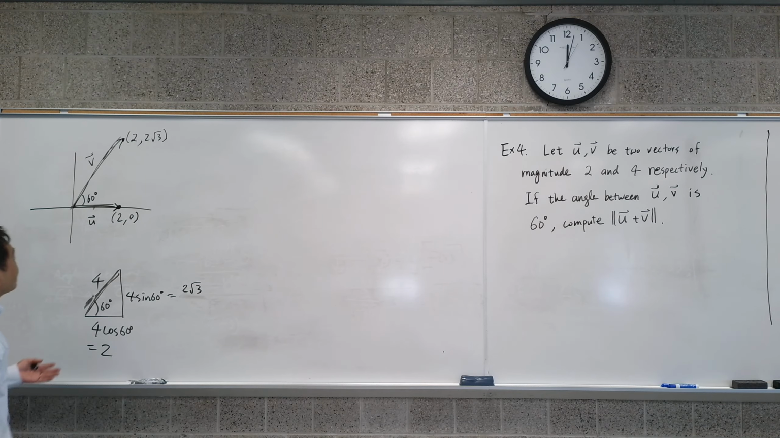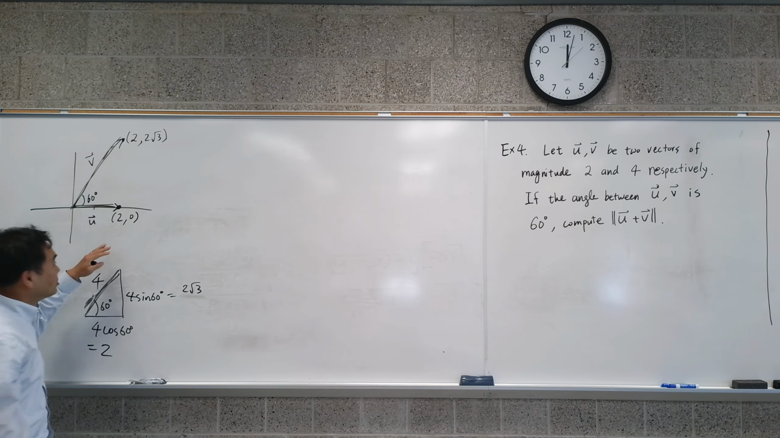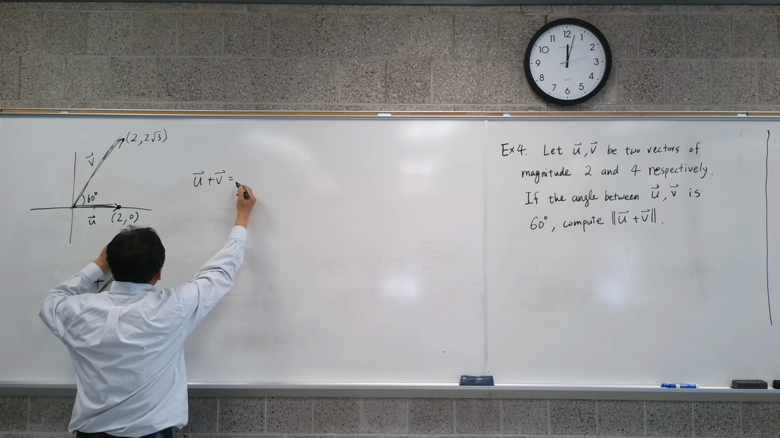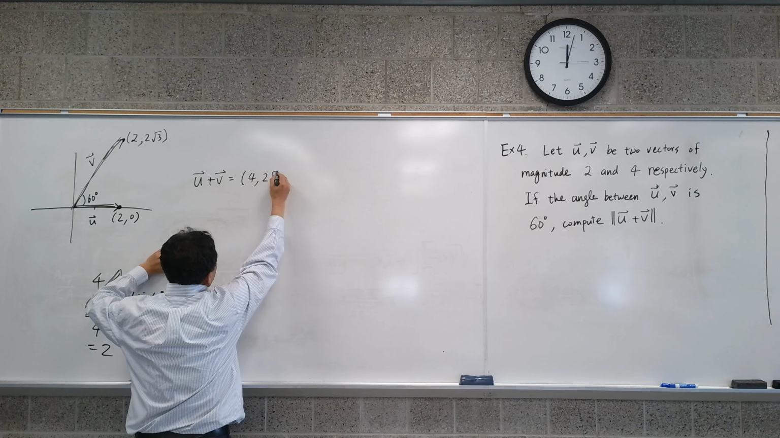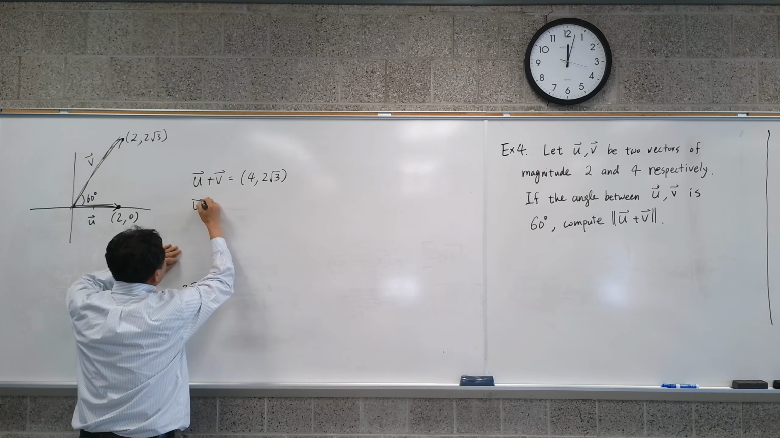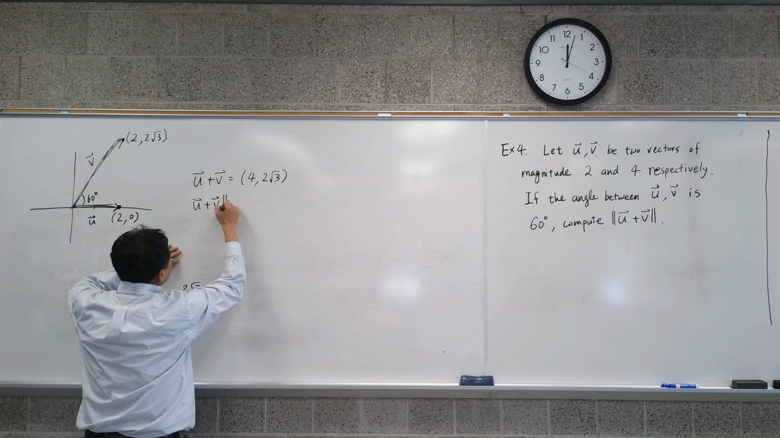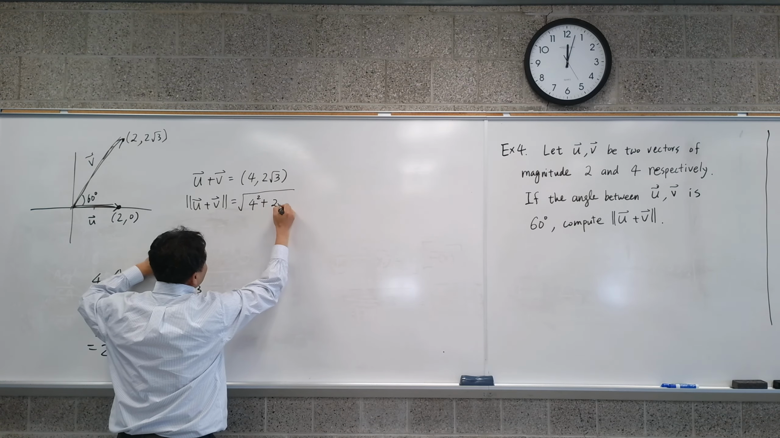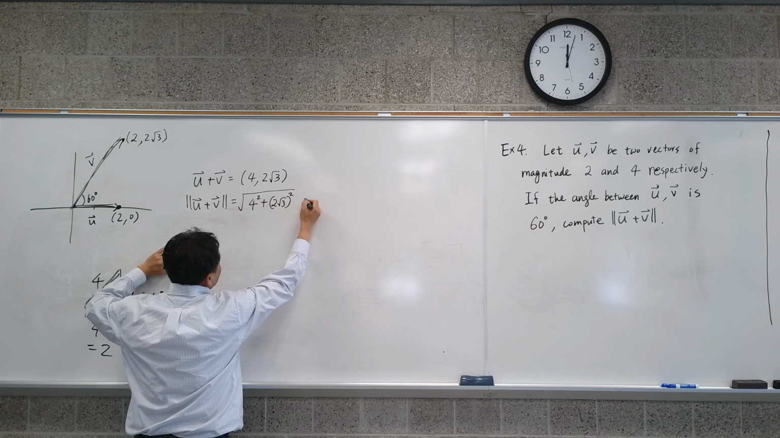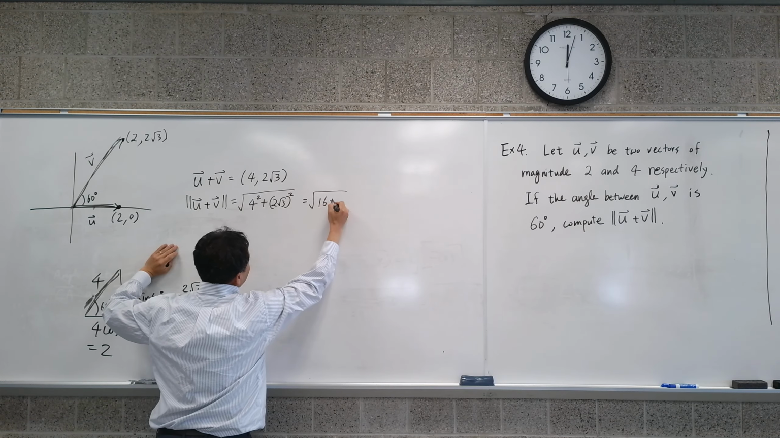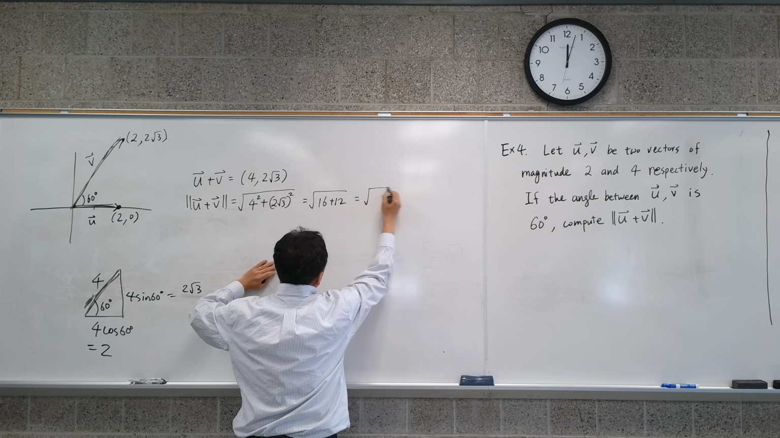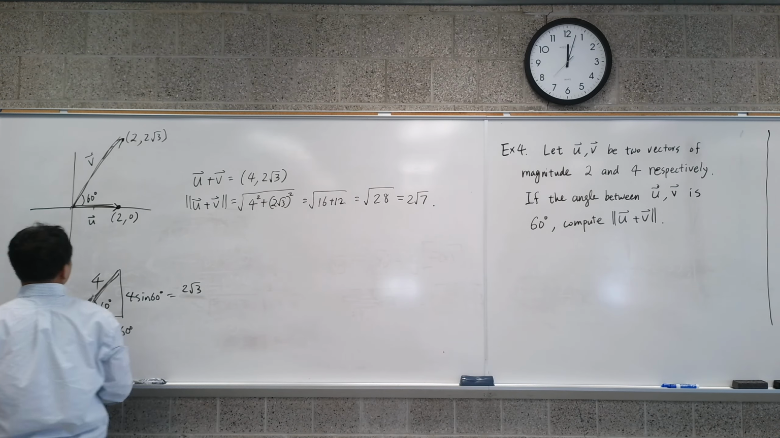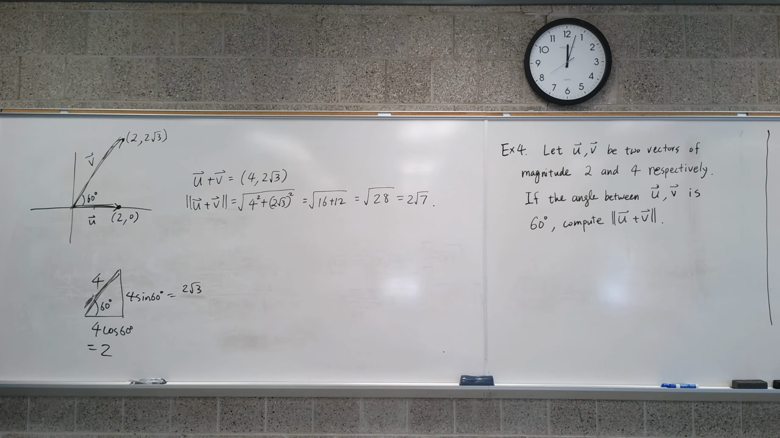All right, then it's simple, right? If you add them together, you get 4, so you end up with u plus v. In coordinate representation, this is 4, 2 radical 3, which means the norm of this is going to be the square root of 4 squared plus 2 radical 3 squared, and that's going to be 16 plus 12, which is square root of 28, which is 2 times radical 7. So that's one way to solve it.